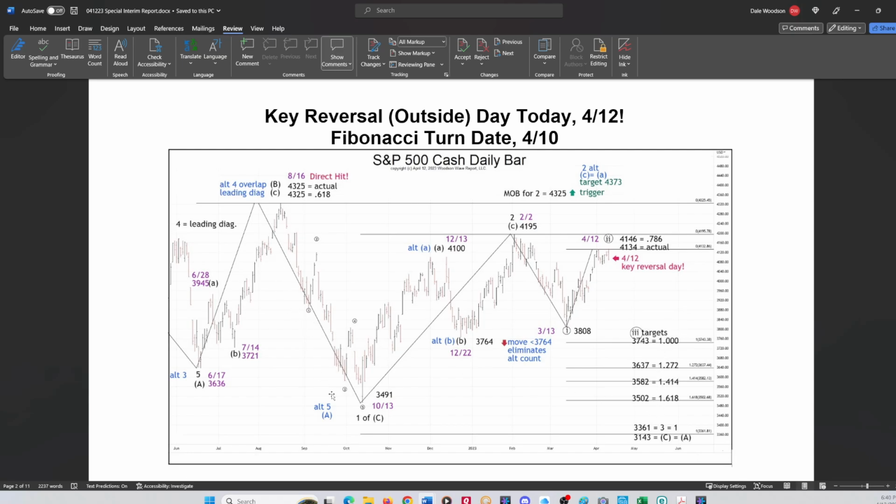And then we've got 1 of C down on October 13th, 2 of C up on February 2nd, and 3 equals 1 at 33.61. And the largest degree of trend, wave A down from the all-time high, wave B up into the August 16th low, and wave C equals A at 31.43. Okay, I wanted to show you guys also that key reversal.